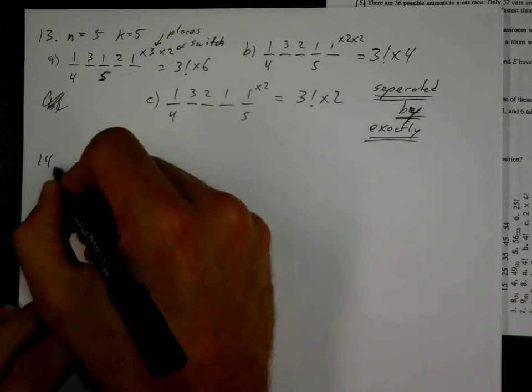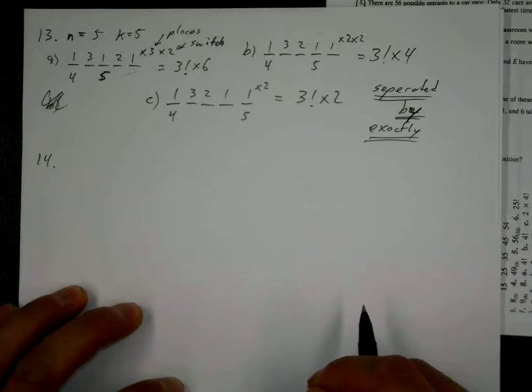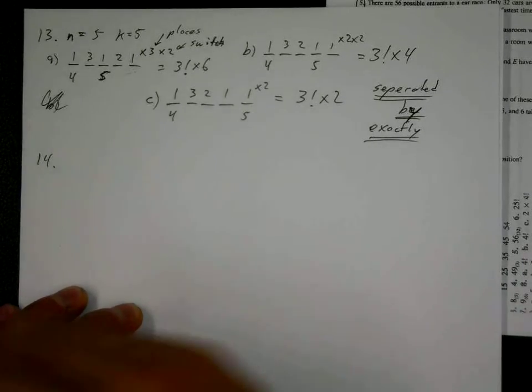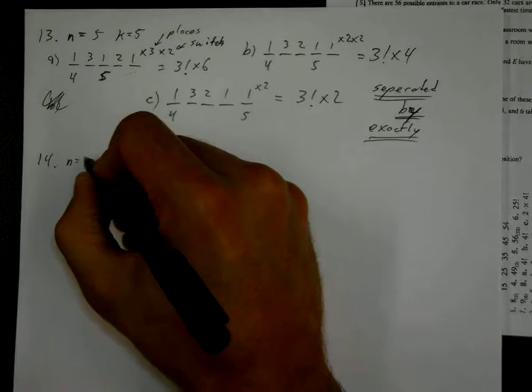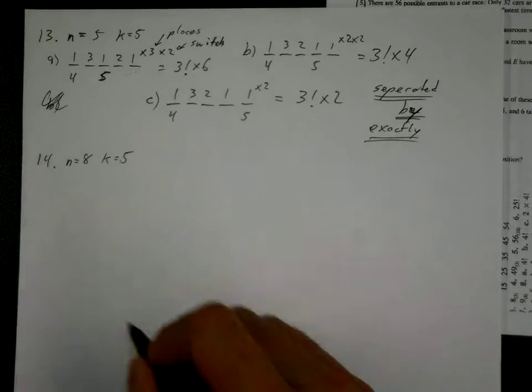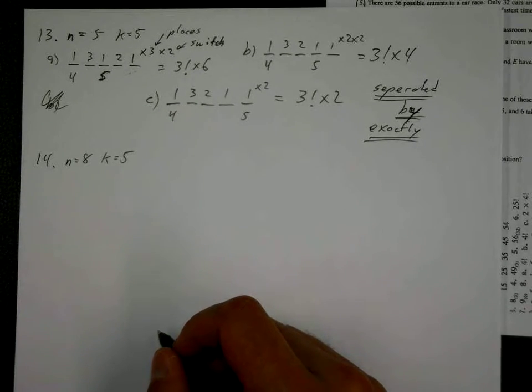Let's go to 14. Okay, so 14. How many permutations of the numbers 1, 2, 3, 4, 5, 6, 7, 8, taken 5 at a time? So n is equal to 8. We are only taking 5 at a time, so k is equal to 5. Have the 7 and the 8 adjacent.